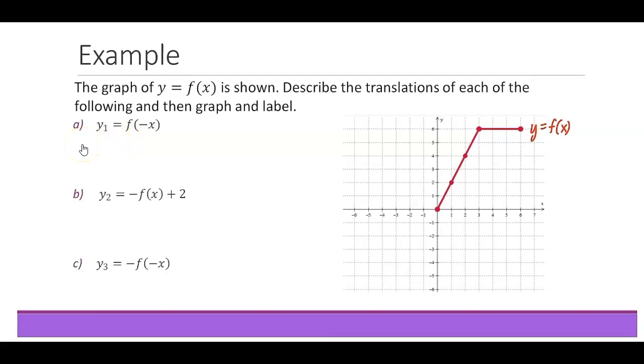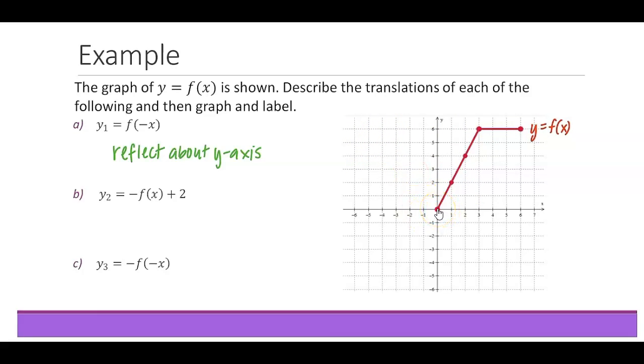So first we have part A, y1 is f of -x. F of -x. So since the negative is being multiplied to the x, that means this is going to be reflecting about the y-axis. Reflect about the y-axis. So we want to go ahead and construct the mirror image of our y equals f of x graph over in quadrant 2. That would be the mirror image over the y-axis.